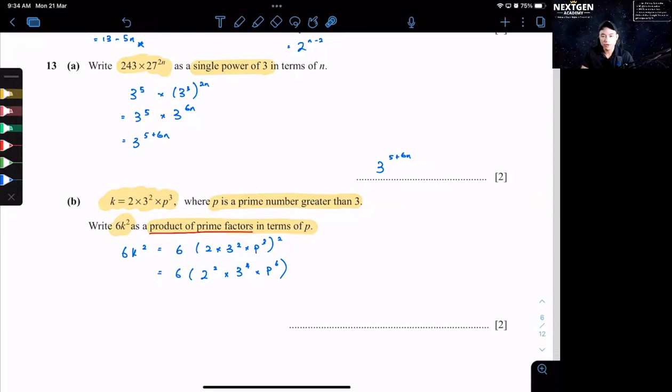So it might be 5, it might be 7, we don't know. This 6 is not a prime number, so we need to change it to prime first. So what would you get? 6, I can write it as 2 times 3, right? So 2 times 3, 2 squared times 3 to the 4 times p to the power of 6. This is nice. If we want to join the 2 with the 2 squared, we can multiply it. This will be 2 cubed times 3 to the power of 5 times p to the power of 6.